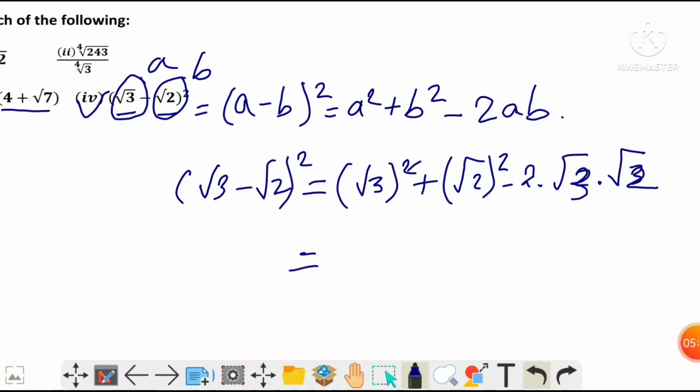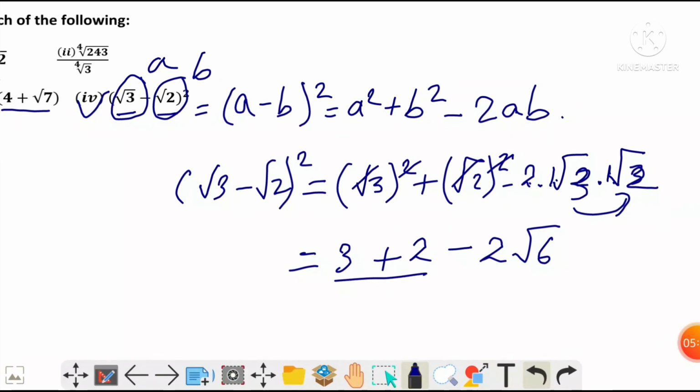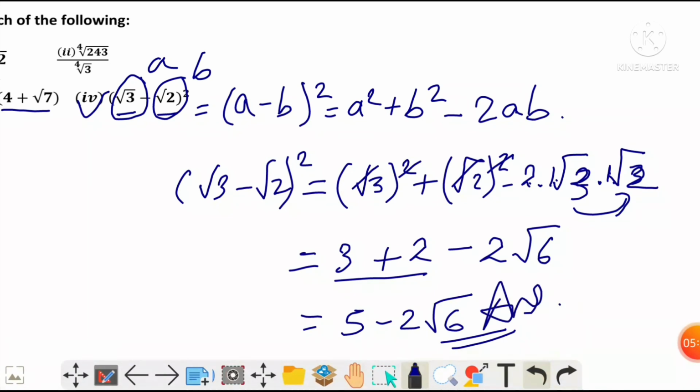So we'll have 2 will cancel the root 3 plus 2 will cancel the root 2, and we'll multiply the numbers. 2 ones are 2, 2 ones are 2, and inside the root there is 2 3s are 6. So root 6. Add the numbers. 5 minus 2 root 6. So this is your answer. So this was the last question of exercise 1B.